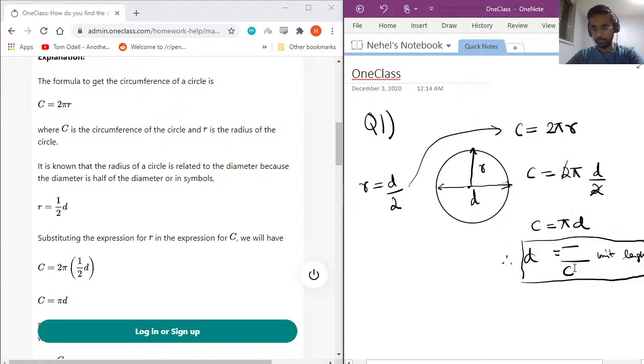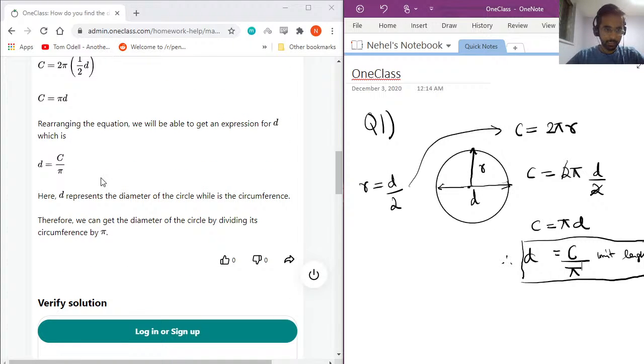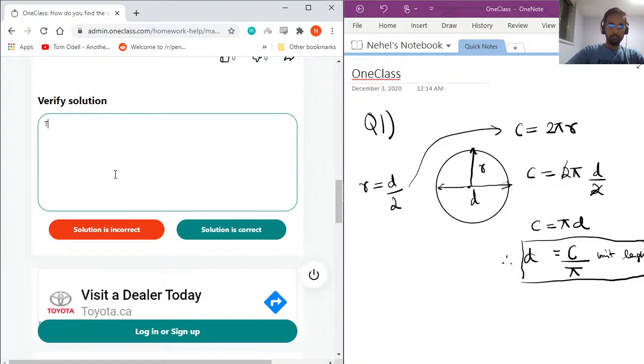Oops, yes. When I rearranged this, I did swap them by mistake. So this is actually c over pi. Okay, perfect. So good catch here. The solution is correct.